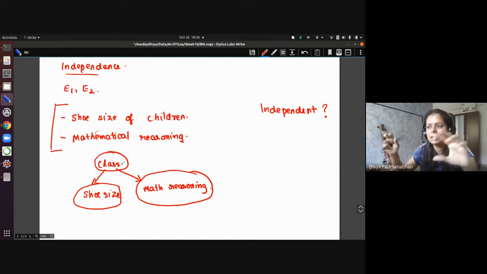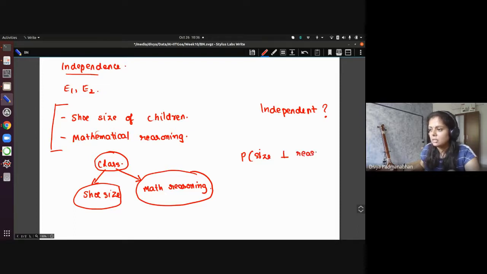So there is this conflict that has been there, and it requires some kind of thought process to analyze this. Okay, so if you know the class, is the probability of shoe size independent of the reasoning given the class? This is the notion of conditional independence. If you have the class, these two are, probably they are, I don't know, are they dependent or are they independent?